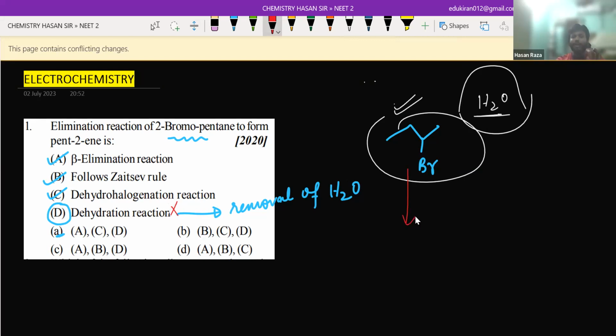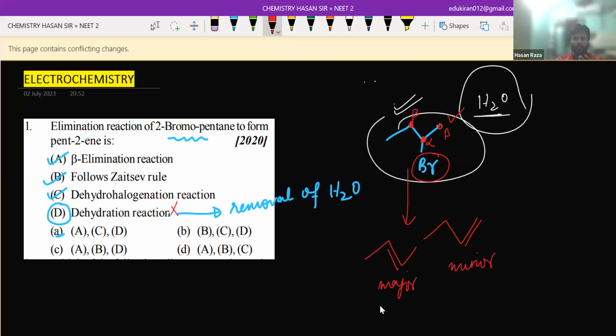Here, if you remember the elimination reaction, elimination is the second chemical reaction of haloalkanes that we have studied. Beta elimination takes place. This is your alpha and this is your beta, as well as this is your beta. So there will be two products. Br from here and hydrogen from here, then the double bond forms between this carbon and this carbon. And if you remove the beta hydrogen from the other side, then the double bond forms at this carbon and this carbon. So this is your major product and this is your minor product.